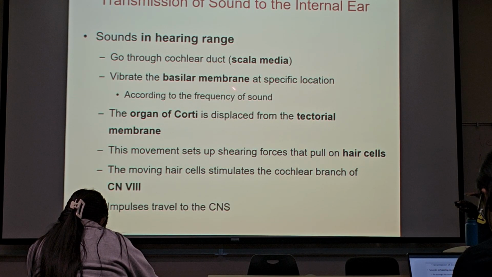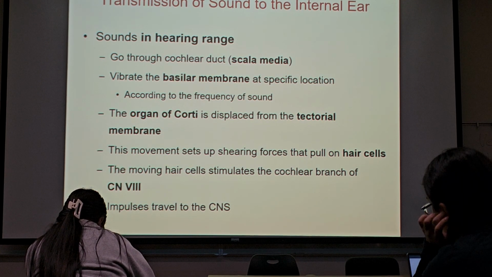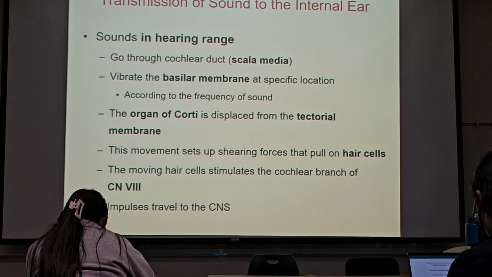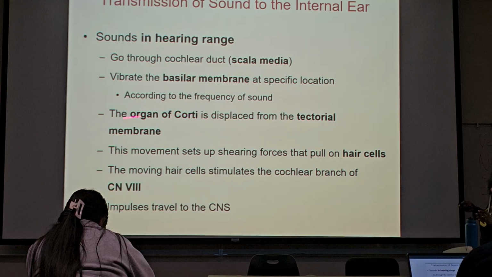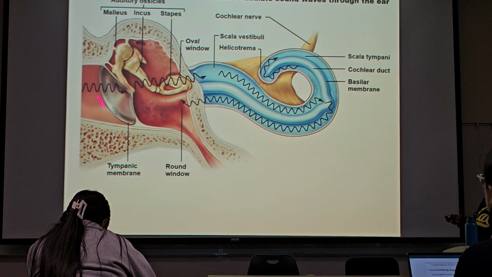Now we're moving the organ of Corti. That is going to cause those hair cells and their stereocilia to be displaced from the tectorial membrane sitting on top of them. That is going to cause stimulation of the cochlear branch of cranial nerve 8. They send those impulses to the brain. So what we can hear comes in.